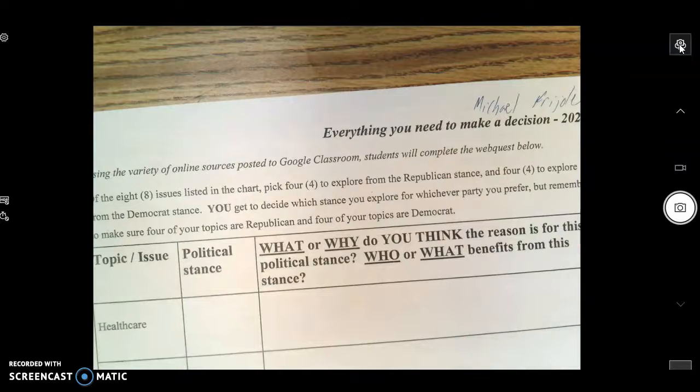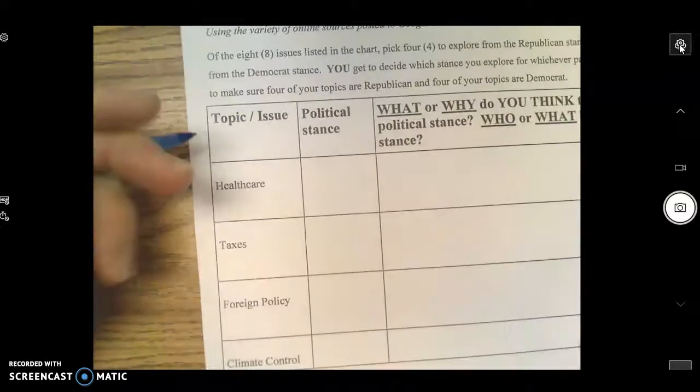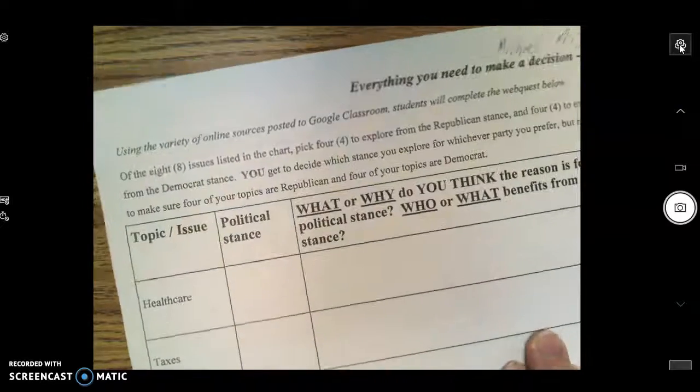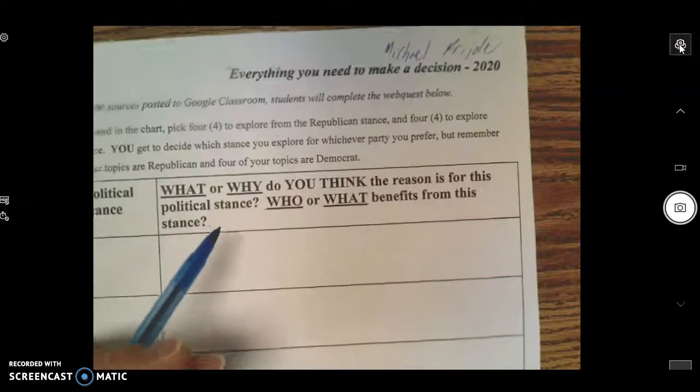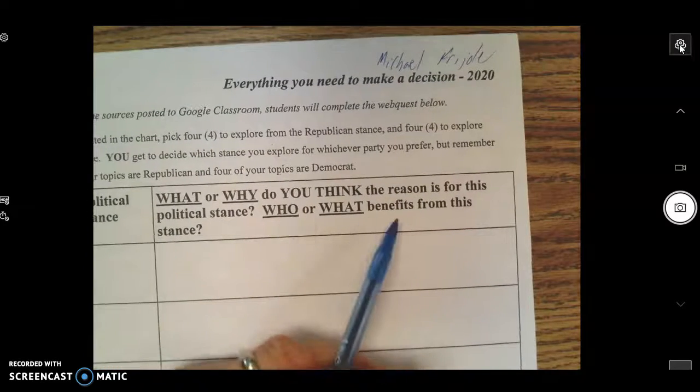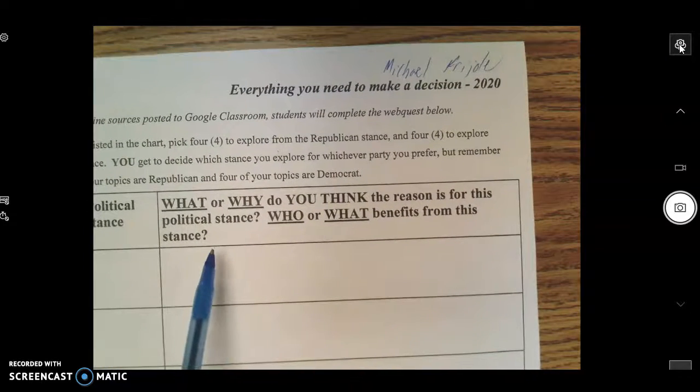All right, so it says everything you need to make a decision 2020. It says using the variety of online sources posted to Google Classroom, students will complete the webquest below. I'll show you guys where that is in just a second, I promise. But check this out. It says topic issue, and I've got 8 topics going down the left-hand side. It says political stance, and I've got 8 bubbles inside. Then it says, what or why do you think the reason is for this political stance?